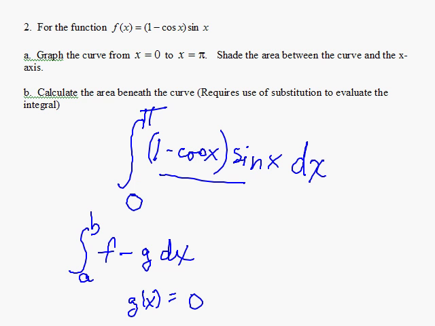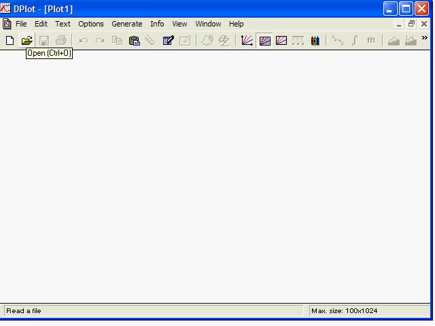This is a little practice using substitution. Obviously, what you're going to substitute is that u is 1 minus cosine x, and then you can work out the rest of the problem from there. Let's go back to DPlot and graph this function, just so you can see DPlot one more time.